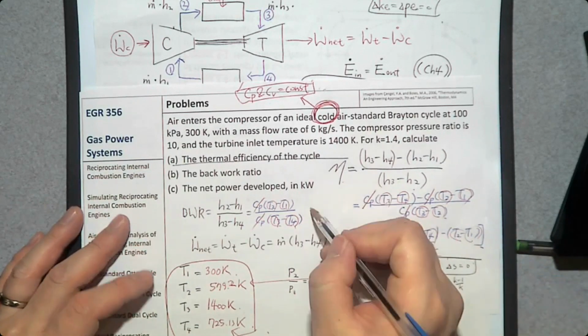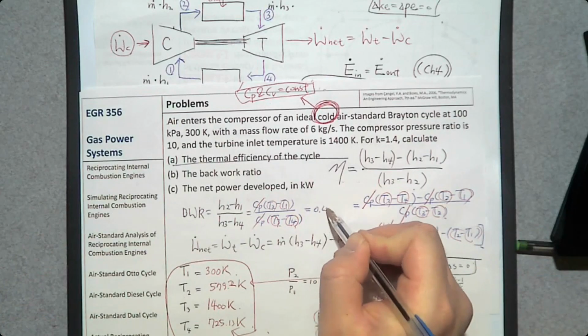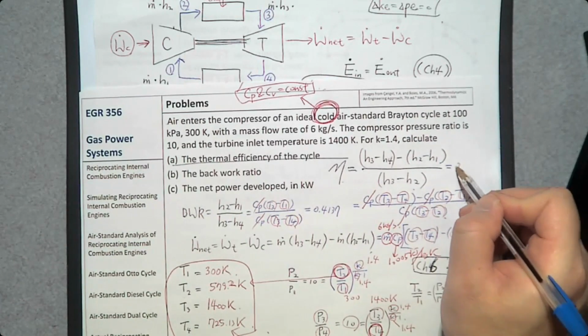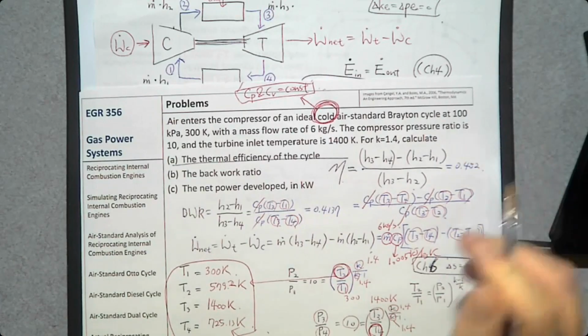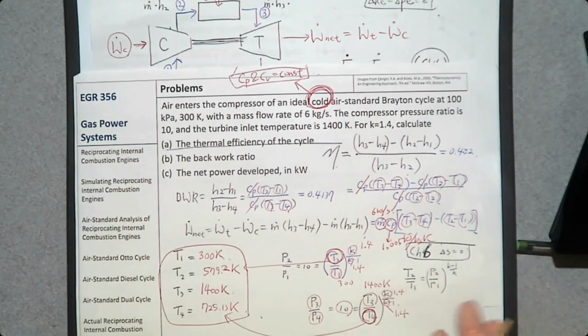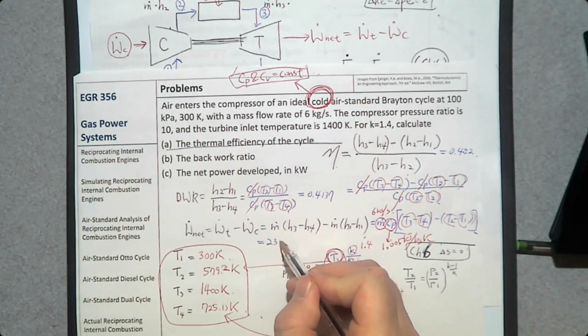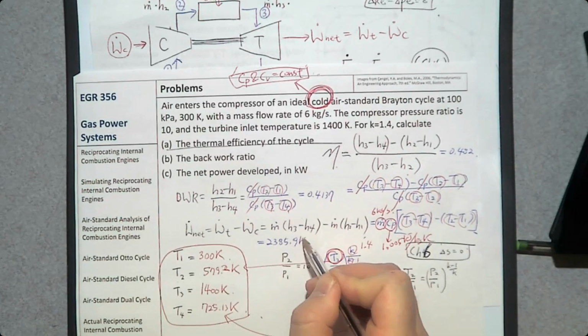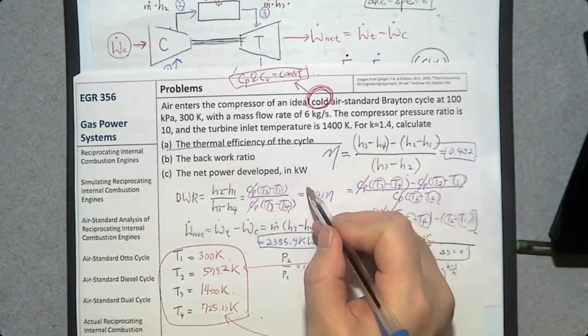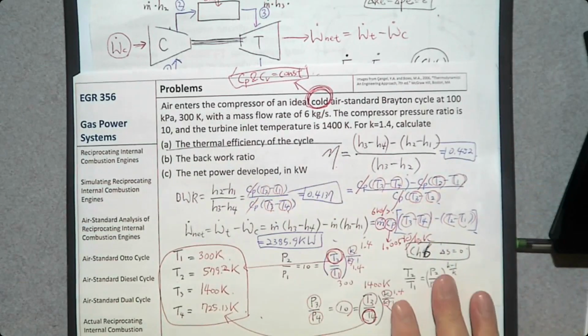So what is the backwork ratio? 0.4137. What is the thermal efficiency? 0.482. What is the net power? 2385.9 kilowatts. So look at that.